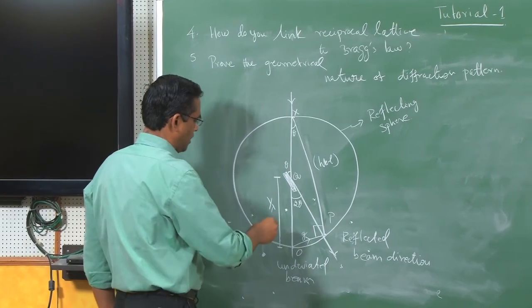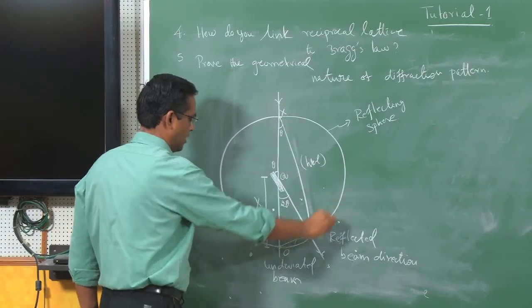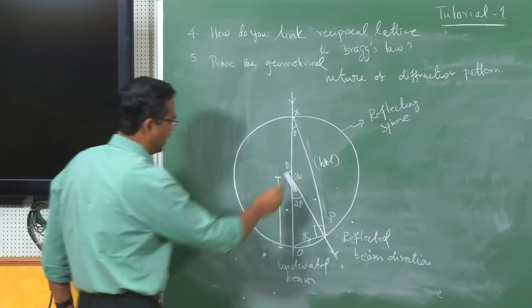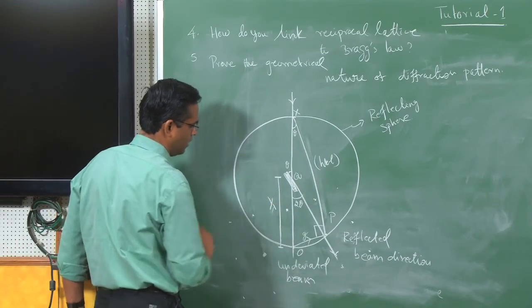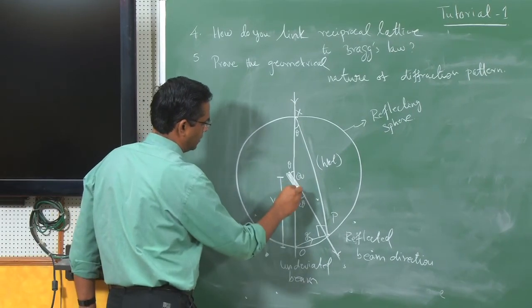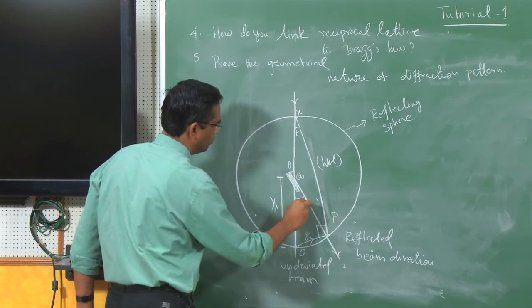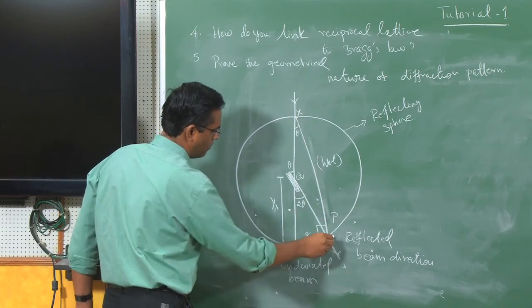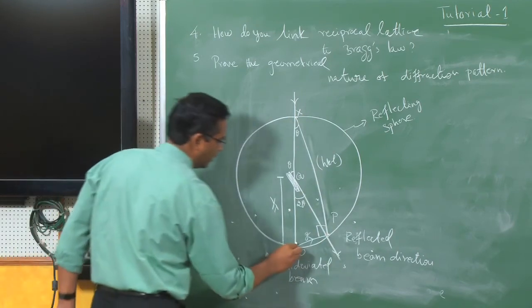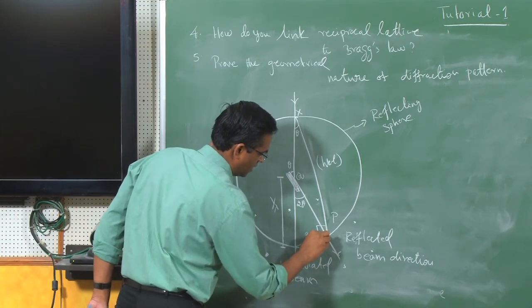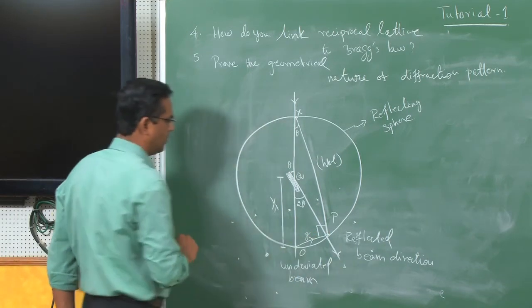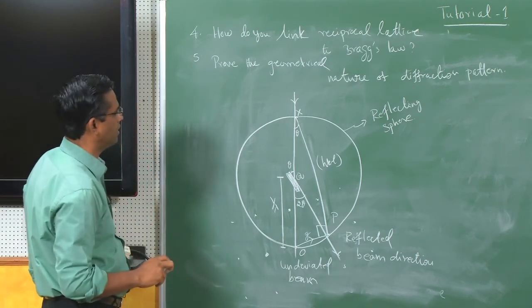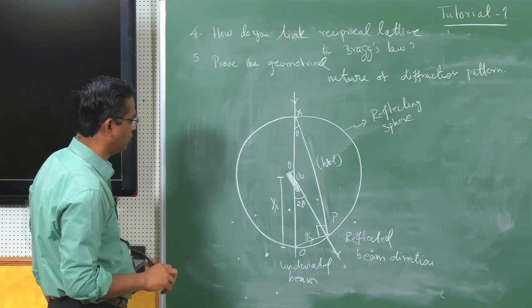What I have drawn is nothing but the reflection sphere, also called the Ewald sphere. The radius of the Ewald sphere, as you know, is 1 by lambda, and this is the specimen, and then you have theta, this is 2 theta, and this is theta, this is X, this is O and P, and this is the G vector or diffraction vector.